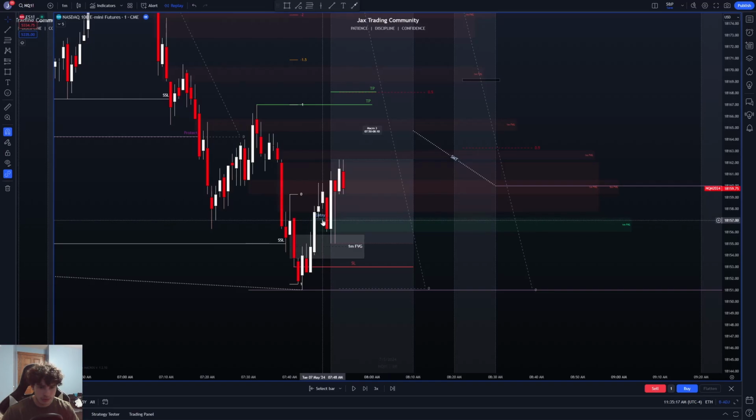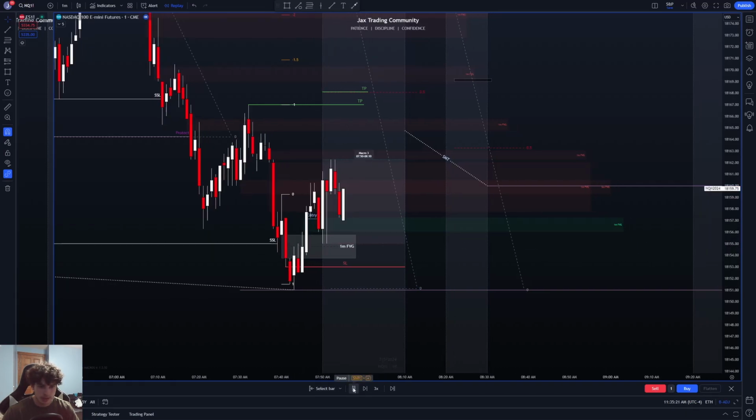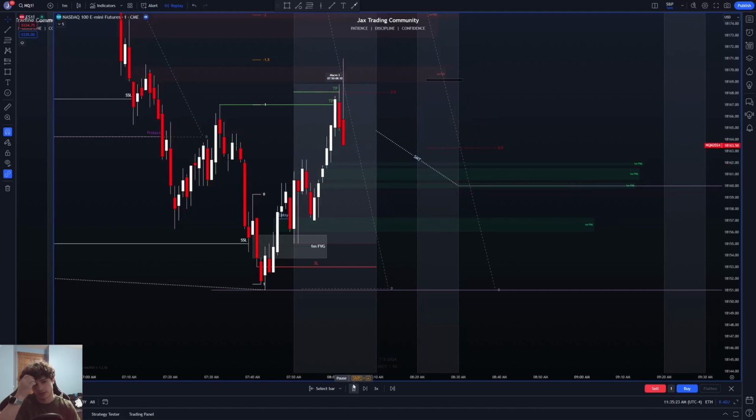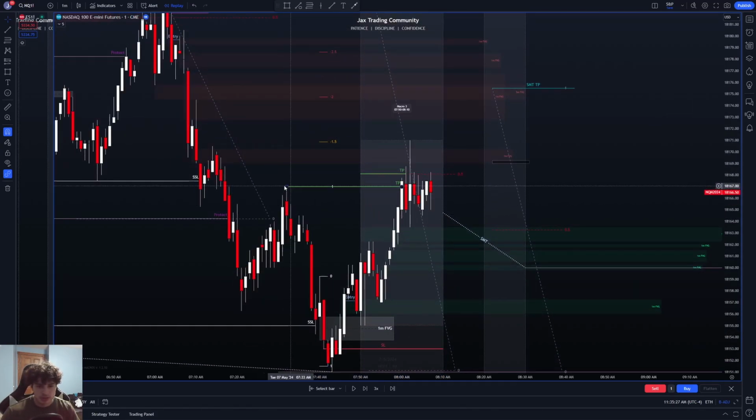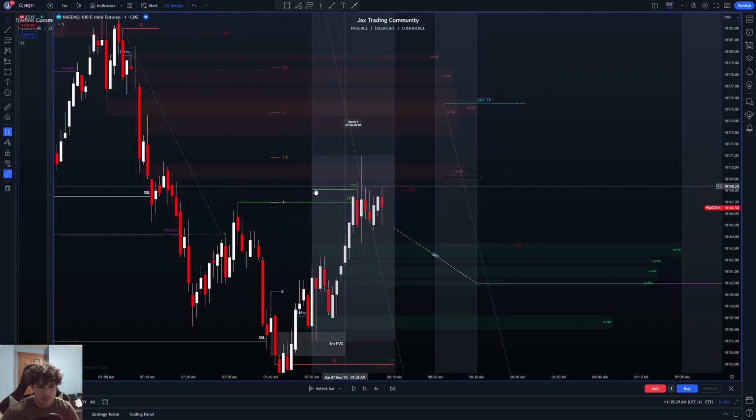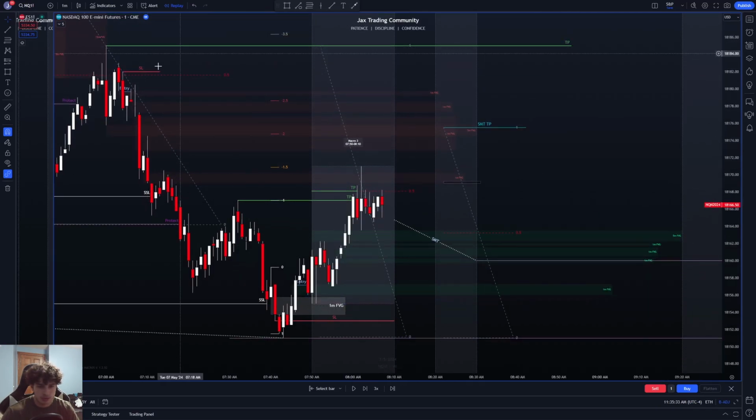So I would probably enter right here. We went all the way down here, and here's the macro to reverse us. I take my first TP at this high, and then I'd probably take another TP at the 50% level, because that's 50% of this fractal.